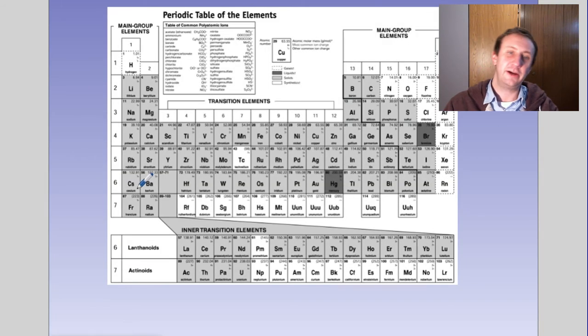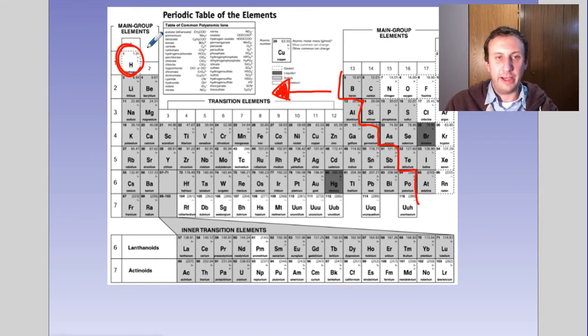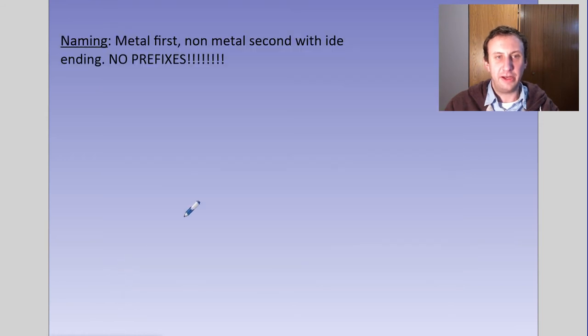Again, the big thing here is that we have a metal included. So the first element in our formula or name will be a metal on the left-hand side of the staircase line. Just a reminder that hydrogen doesn't count, right? Hydrogen is in group 1 because it has only one valence electron, but it is a non-metal. So I'm talking about everything on the left-hand side of the staircase, excluding hydrogen. So that's how we know that it is ionic.